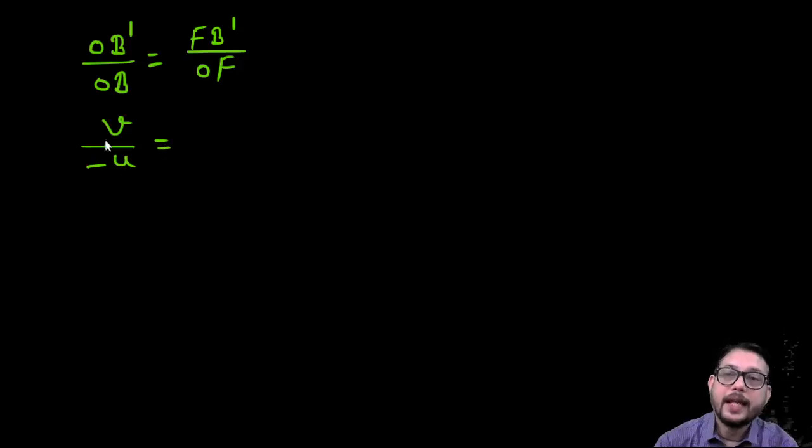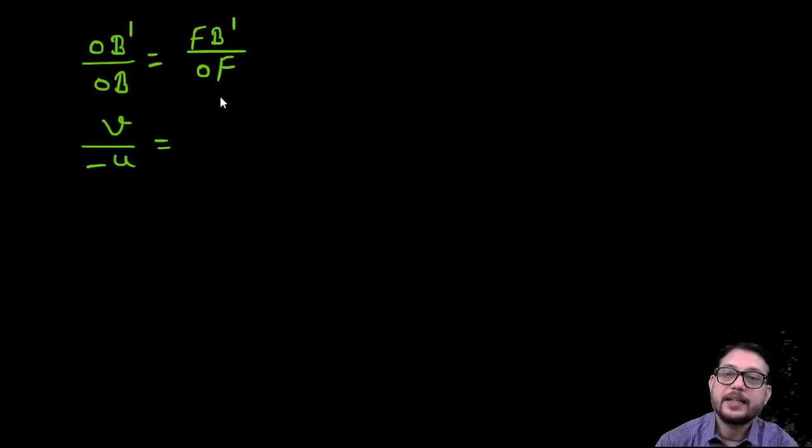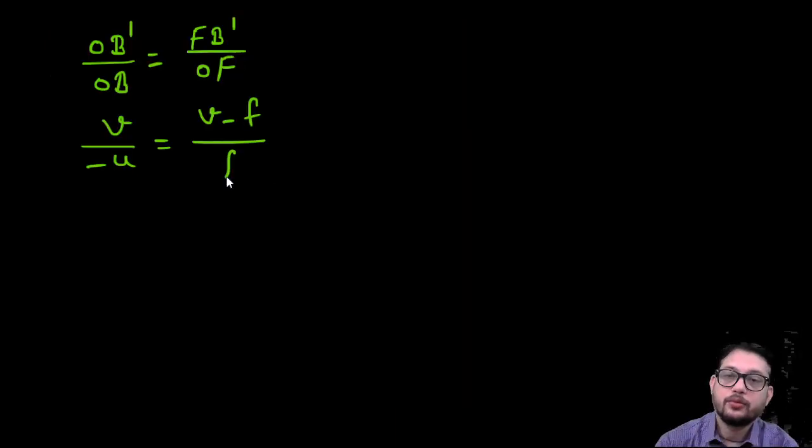Okay, then FB dash. Once again this is your F, this is B dash. So FB dash distance can be calculated when we subtract F from V, so it is V minus F. And then O to F. This is your O, this is F, and O to F is nothing but your focal length. So here you can put your F.